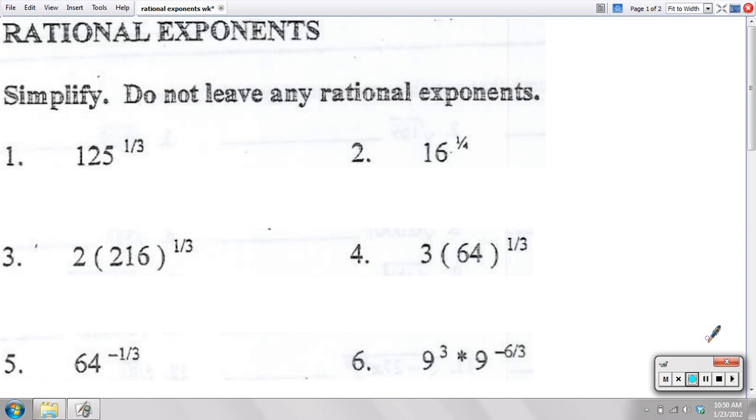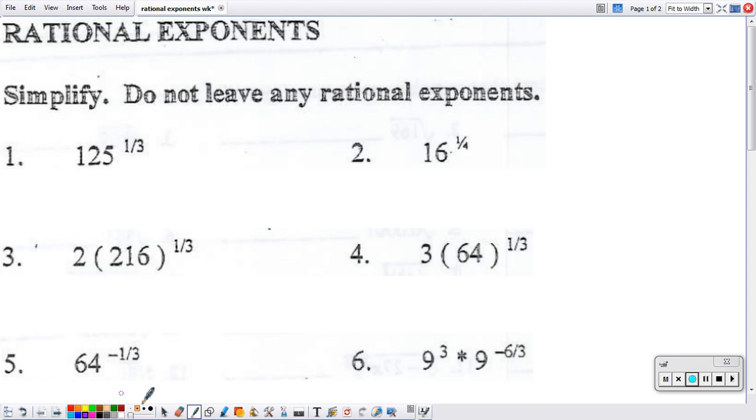Okay, today we're going to be talking about rational exponents and using rational exponents to simplify expressions. The first thing we have to remember is that a rational exponent is an exponent that is a fraction. Just like here we have an exponent of 1/3. Now we want to remember that all this means is, what is the third root of 125? And the third root of 125 is 5, because if I multiply 5 out 3 times, I get 125.